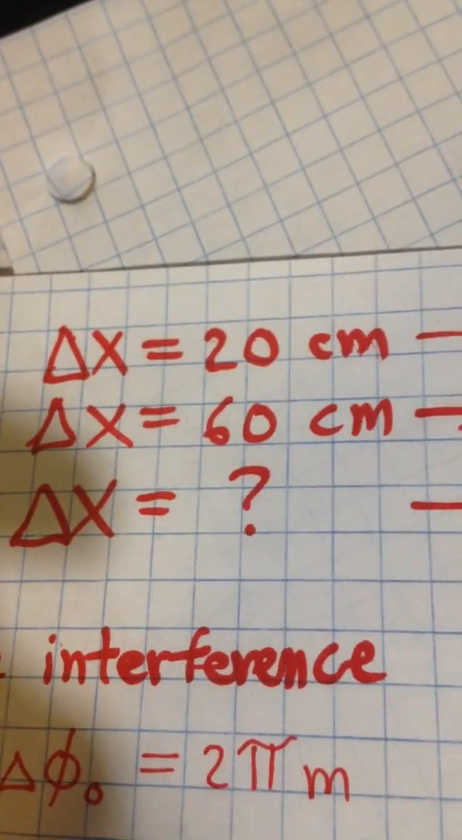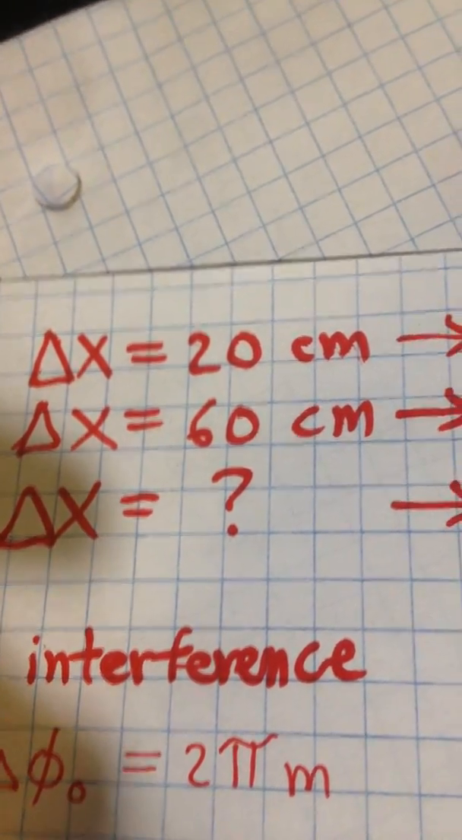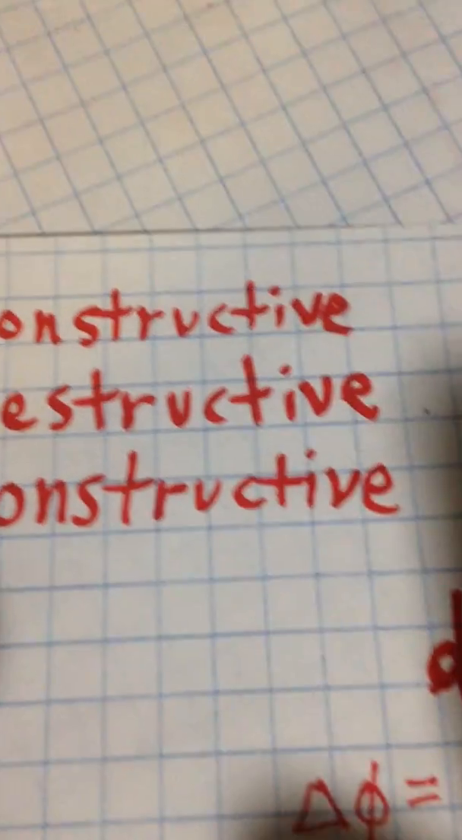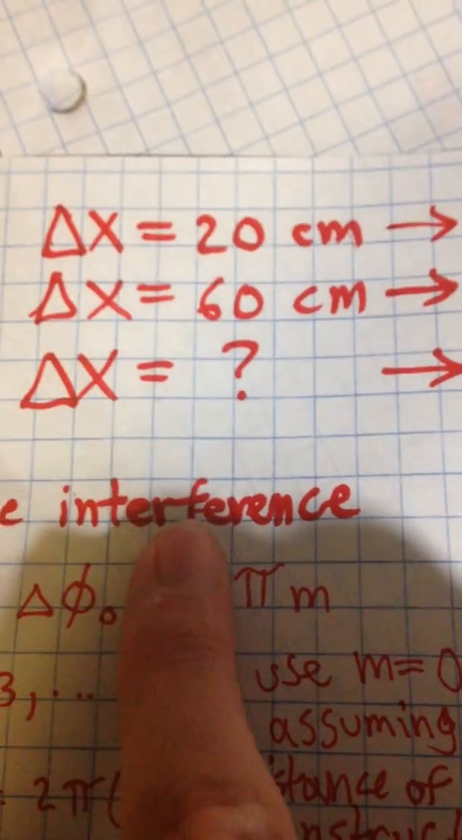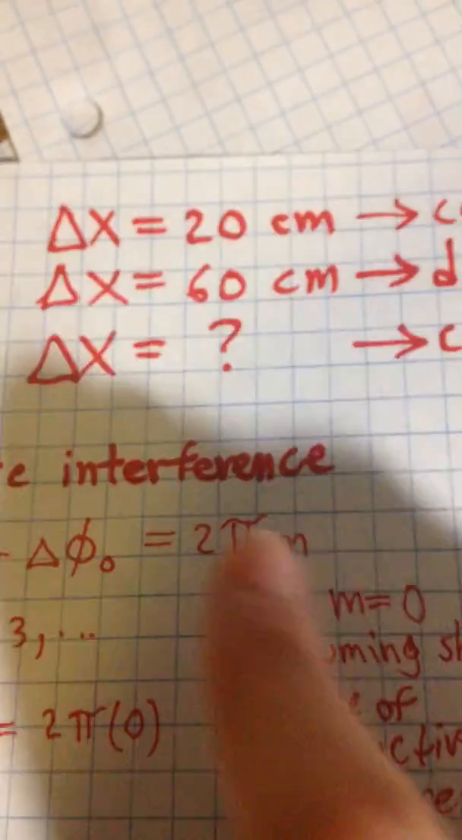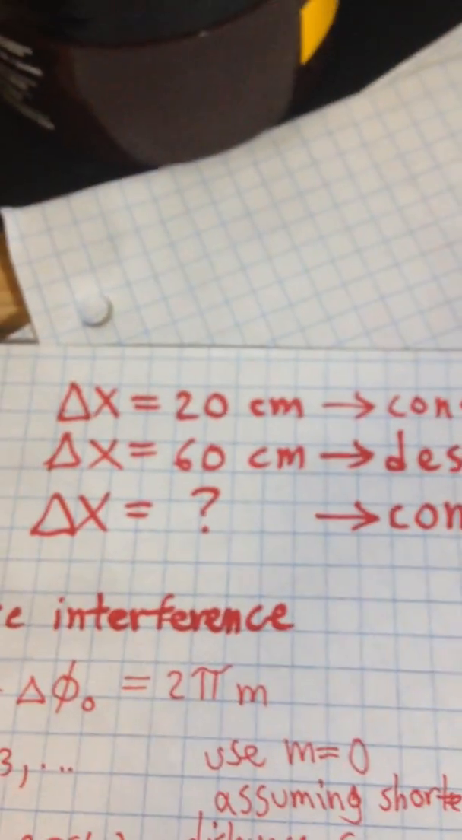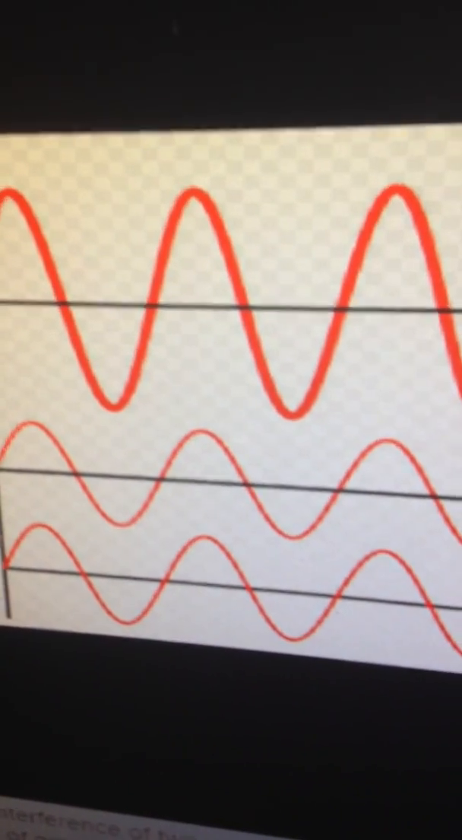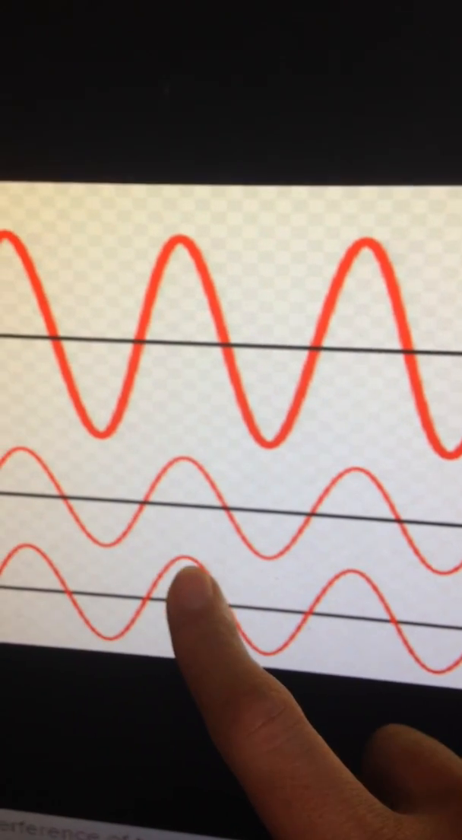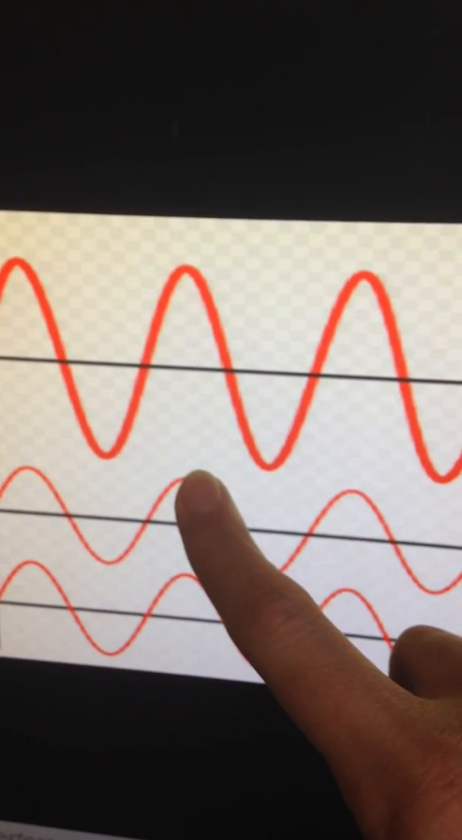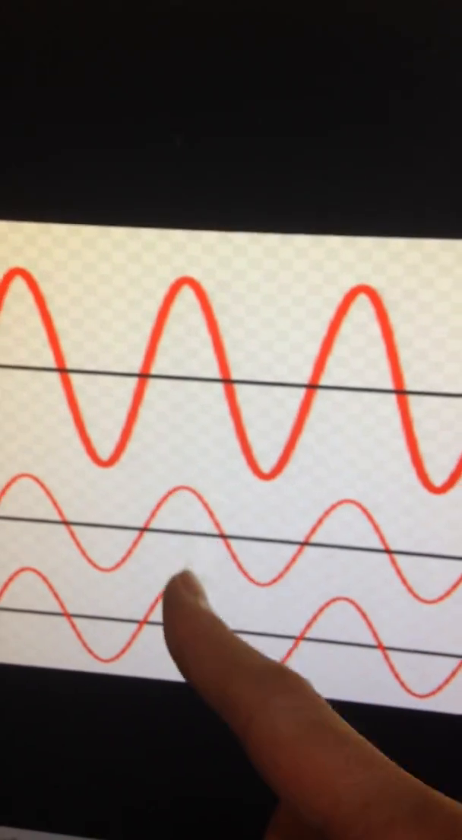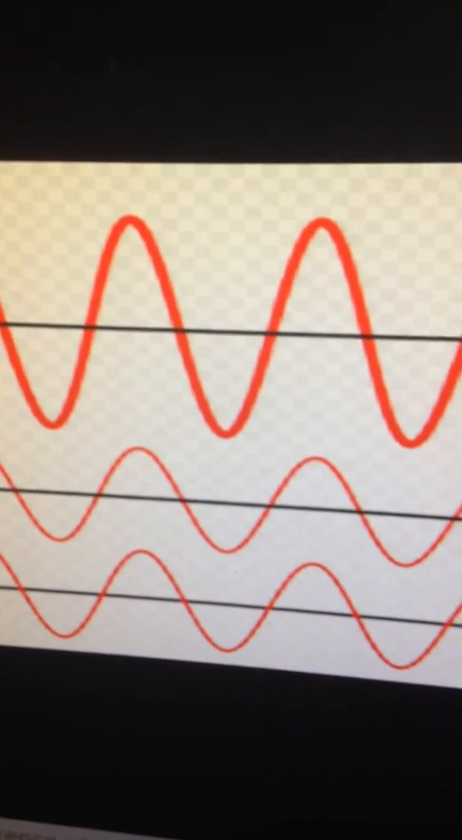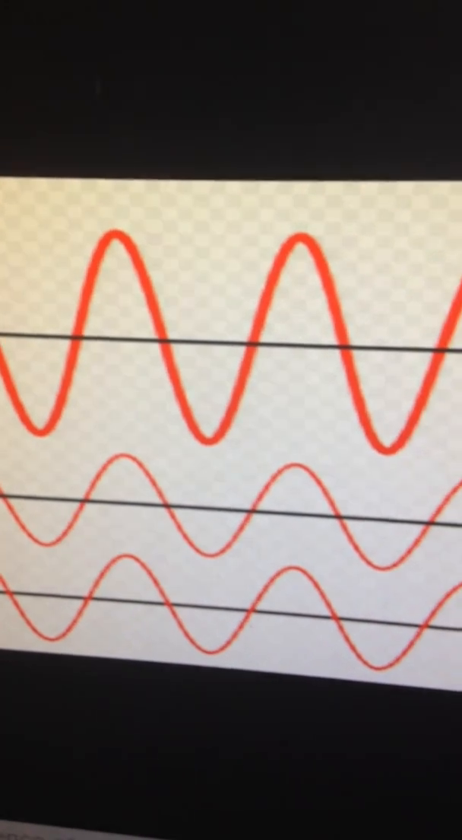Okay, when the speakers are 20 centimeters apart, they have constructive interference. That's the main idea here. When they have constructive interference, that would mean that the crests of the wave from each speaker, from speaker 1 and speaker 2, are in alignment, creating maximum intensity sound.